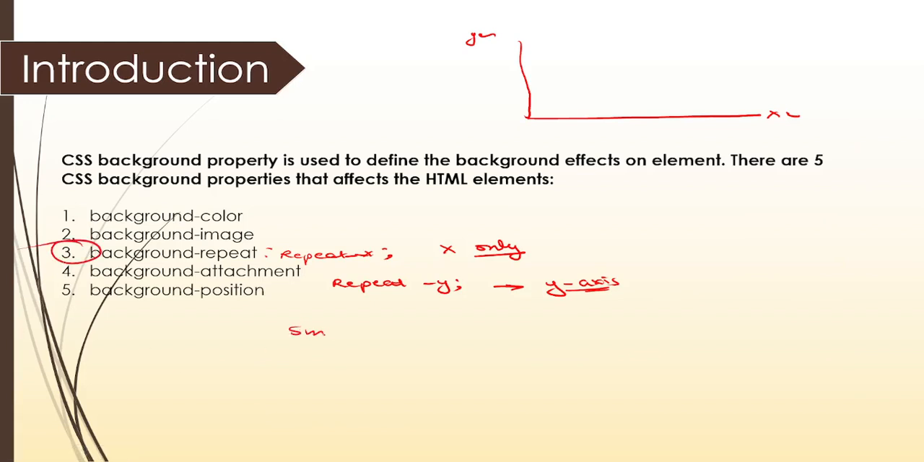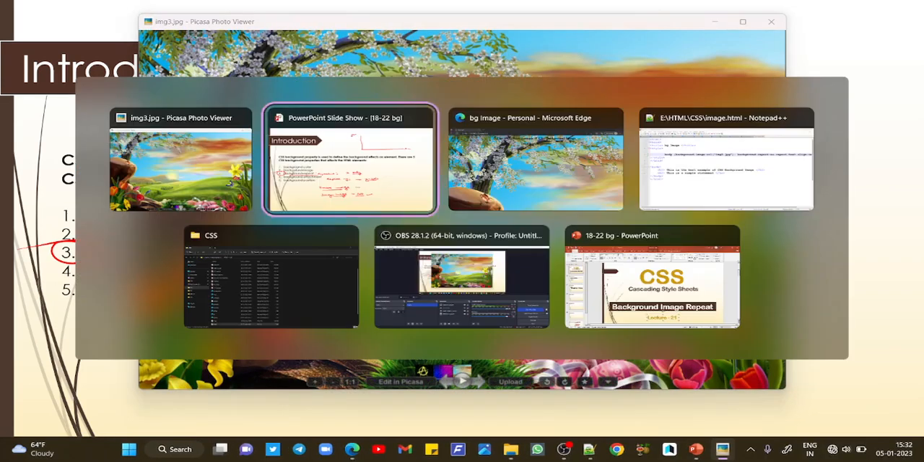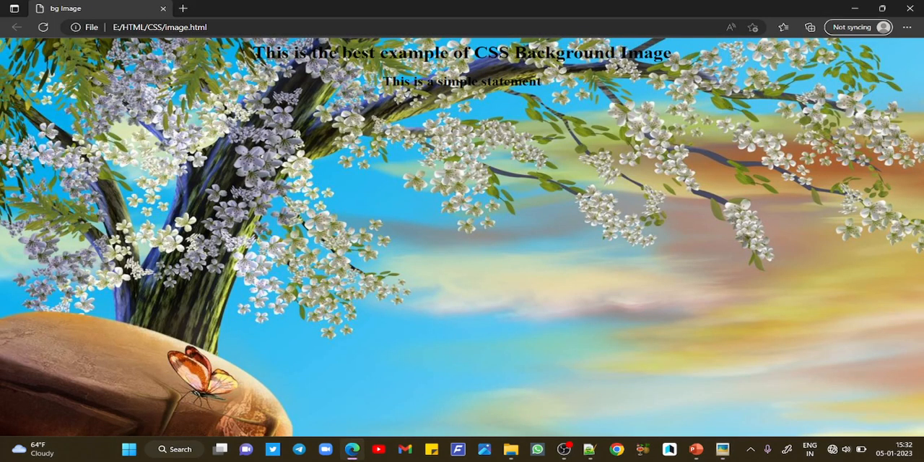If you have a small image that you want to use as a background, then you need to use the background repeat property as per your requirement. And if you have a larger image that will automatically capture the entire web page background, then there is no need to use background repeat properties. Okay, so this is the output.